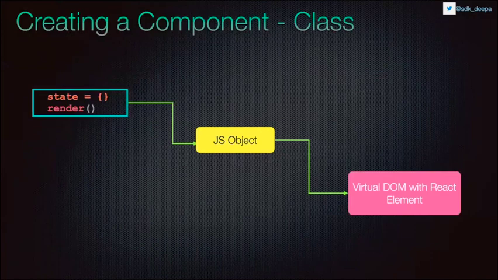The render method then gives both of them together as a JavaScript object, which is passed on to the virtual DOM of React, and the virtual DOM then updates the DOM of the browser.